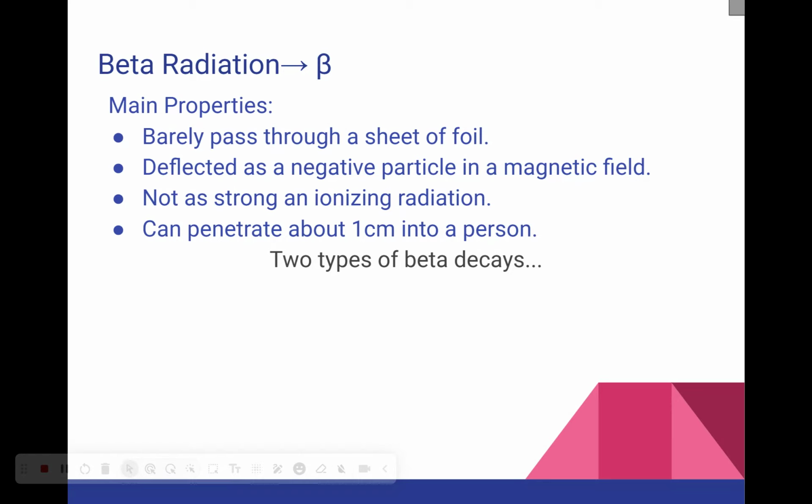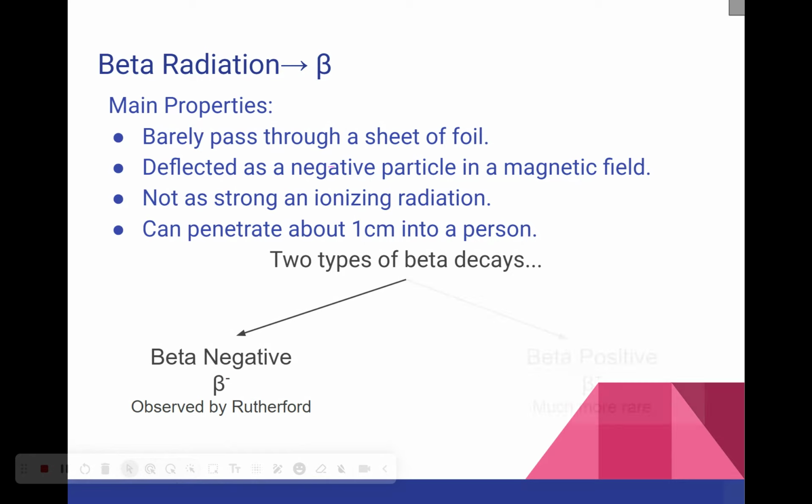Now, the other kooky part is beta decays actually come in 2 different types. The first one is called beta negative, and it's really the one that we've been talking about when I've been saying, hey, it's really an electron and it acts as a negative particle in a magnetic field because of that. This is the classic beta radiation. This is what Rutherford himself observed. And that's because this form of beta radiation is relatively common.